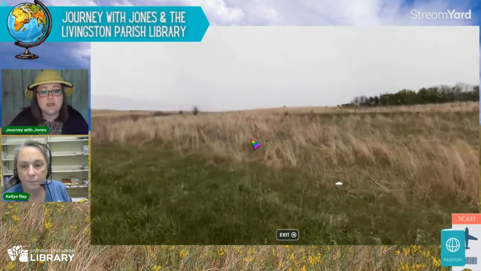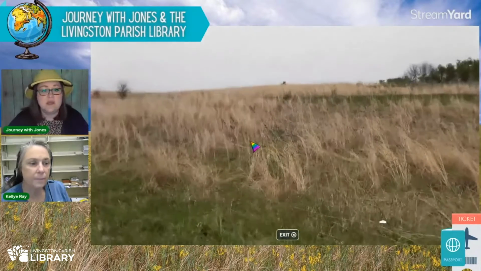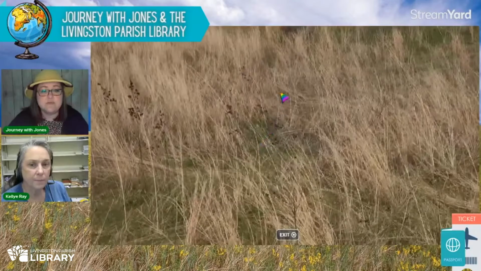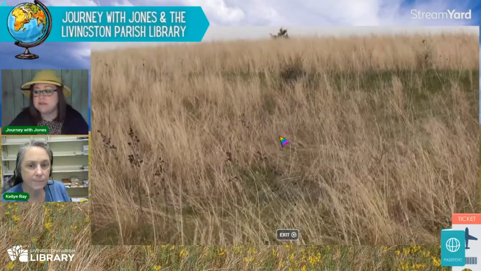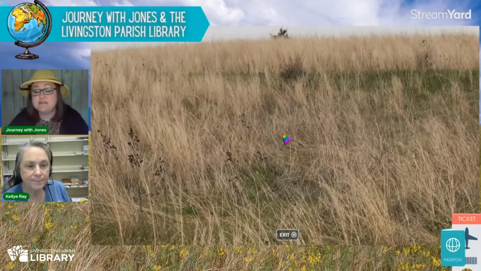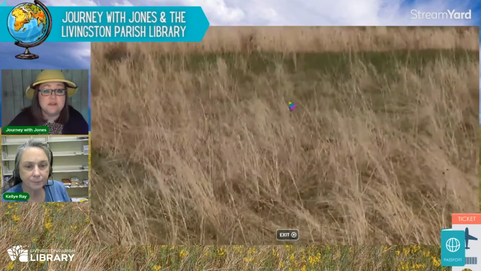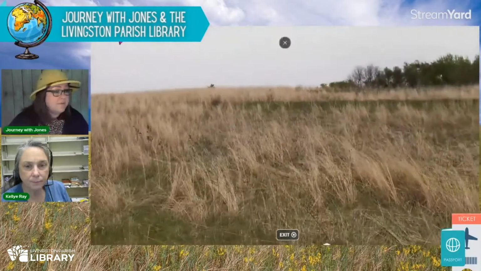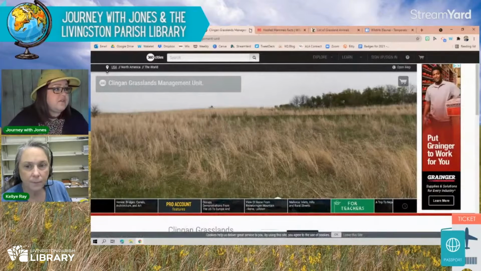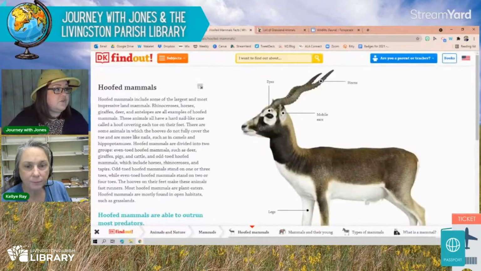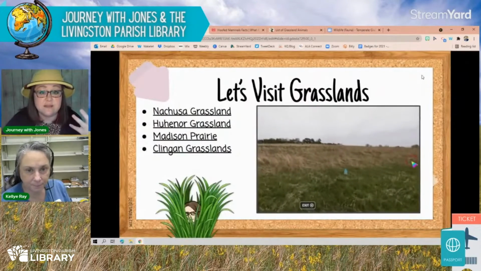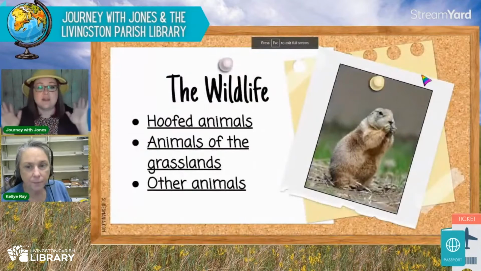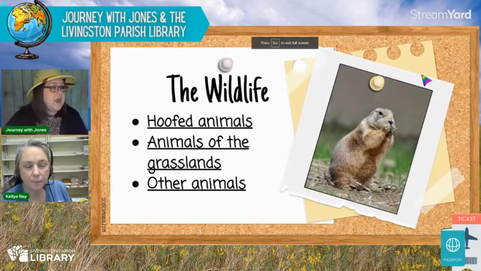And we can zoom in. And a lot of the animals that you would find here in this prairie grassland would be geese, bison, ducks, and beaver if it's near a water source. So those are just some 360-degree views of different temperate grasslands. Now, let's talk wildlife, okay?